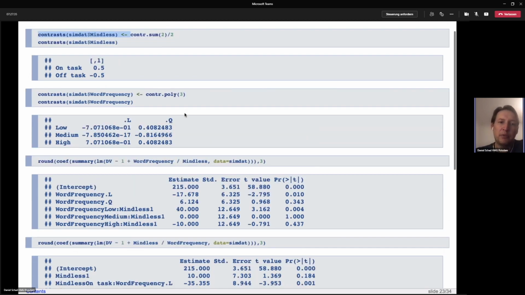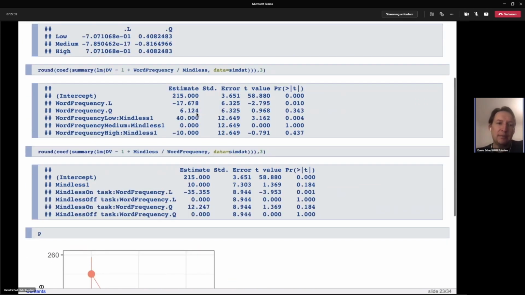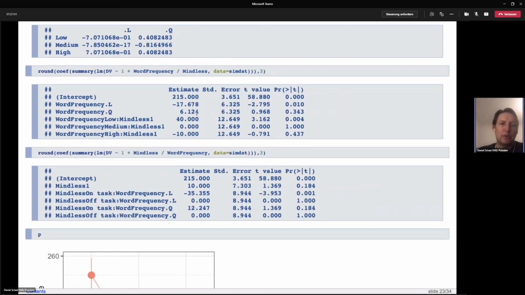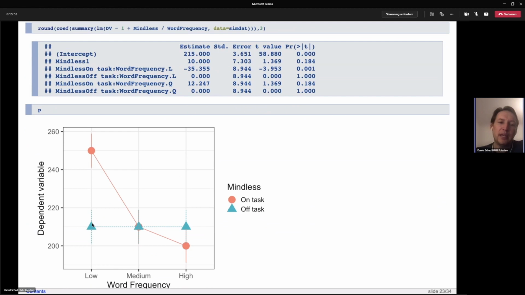So the coding doesn't change, but let's say, wait a second, we want to test the effect of mindless reading for the different word frequency levels. So the effect of mindless reading nested under word frequency. So we want to test whether mindless reading slows down reading when there's a difficult word and whether it speeds up reading when there's a high frequency word.